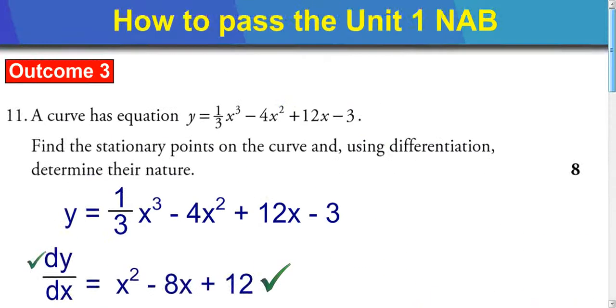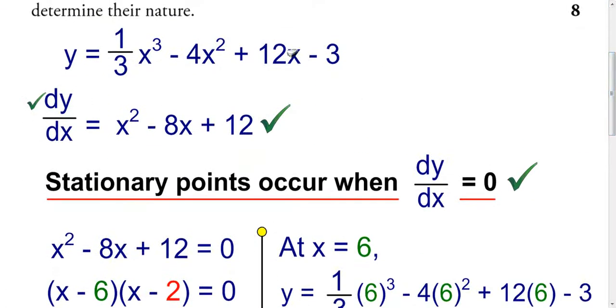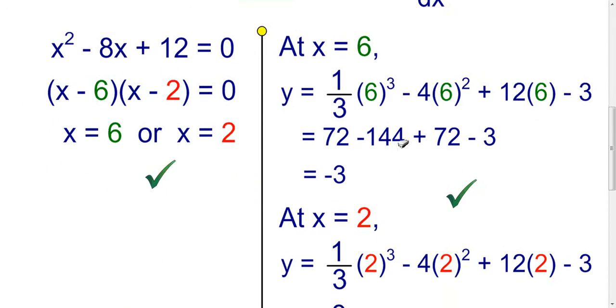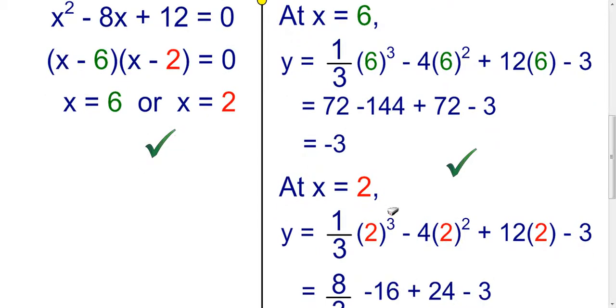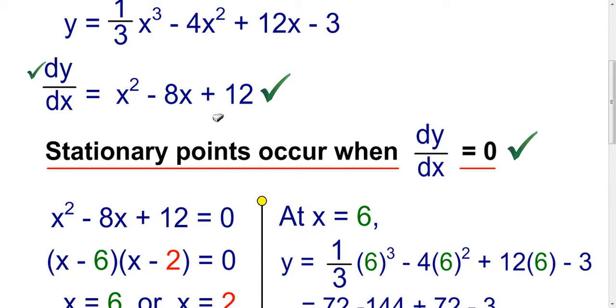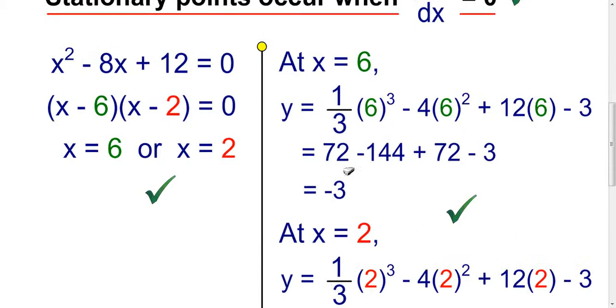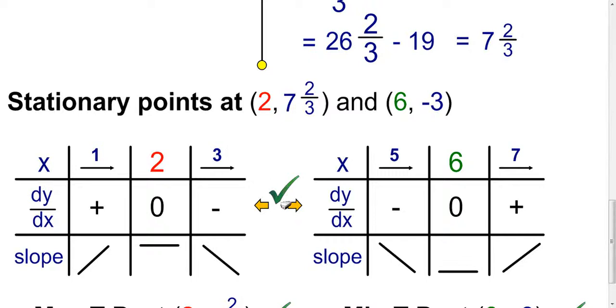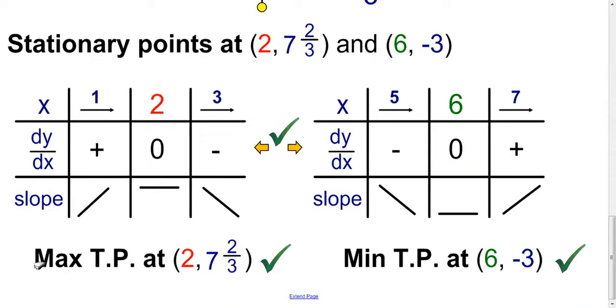So we'll have a quick look at this again. To get all 8 marks, differentiate first. That gives you 2 marks. Make your statement for a third mark. Find your x values by letting the derivative equal 0 and solving to get a mark. Find your y values by substituting your x values back into y equals. That's you at 5 marks. Do your nature tables for a mark, and then work out if they're maximum and minimum turning points for your final 2 marks.